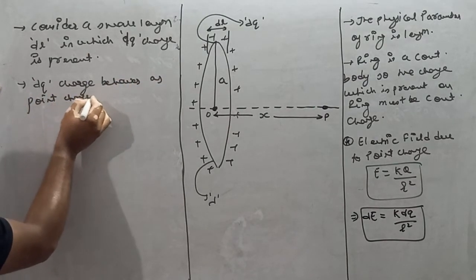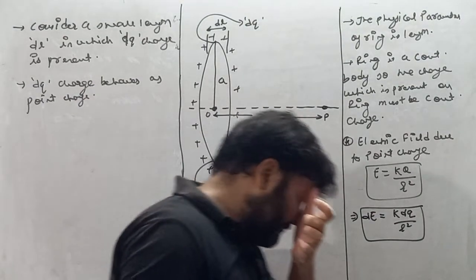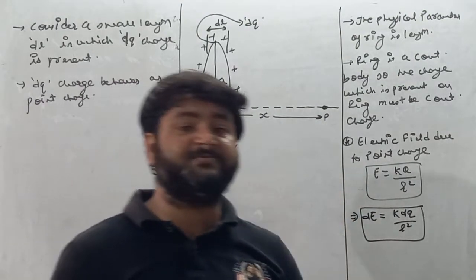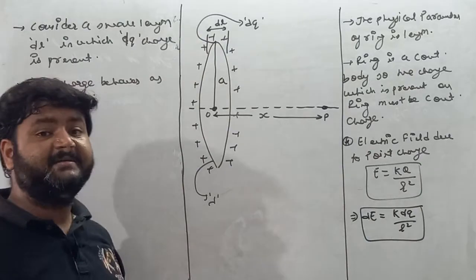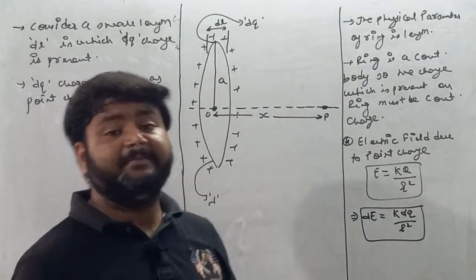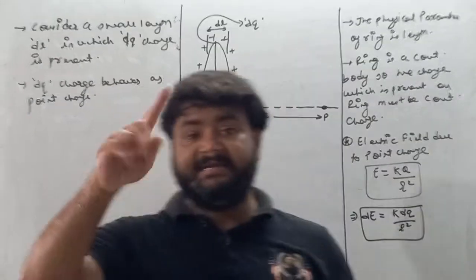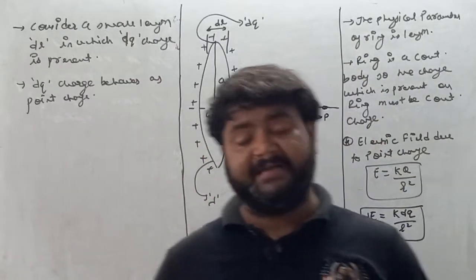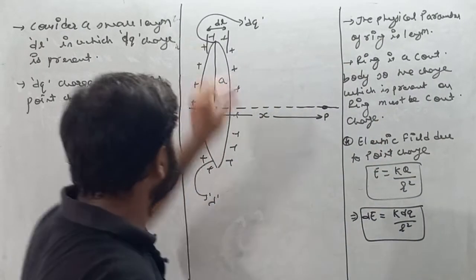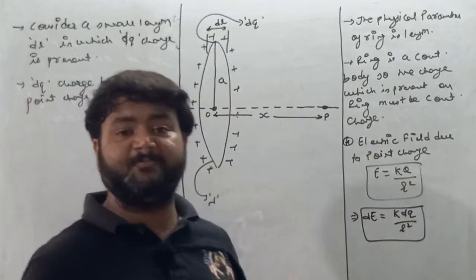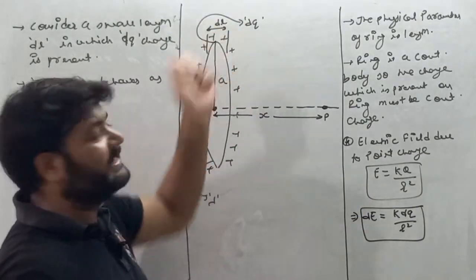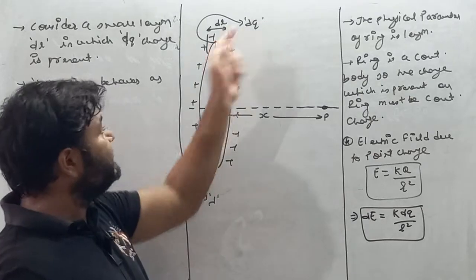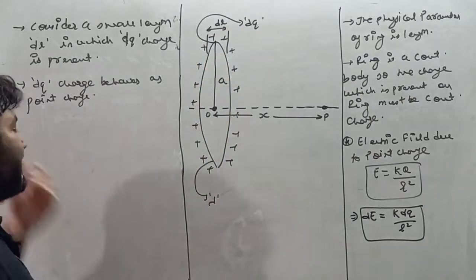This dq charge will behave as point charge because, my dear student, we consider dl length in which dq charge is present, because we know that ring carries charge on its length. So if you wish to find a small charge, you have to consider a small length. So dl length carries dq charge. So this dq charge now will act as a point charge.